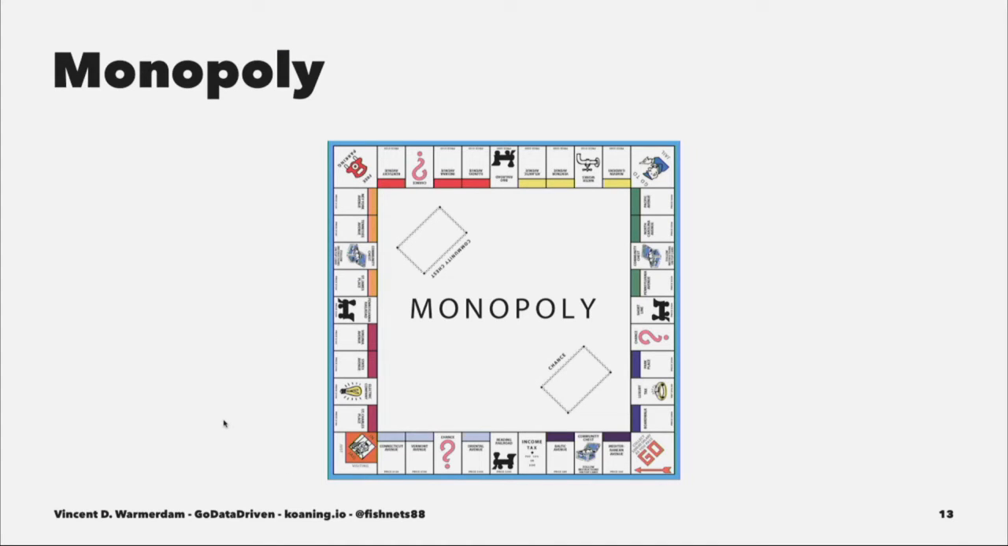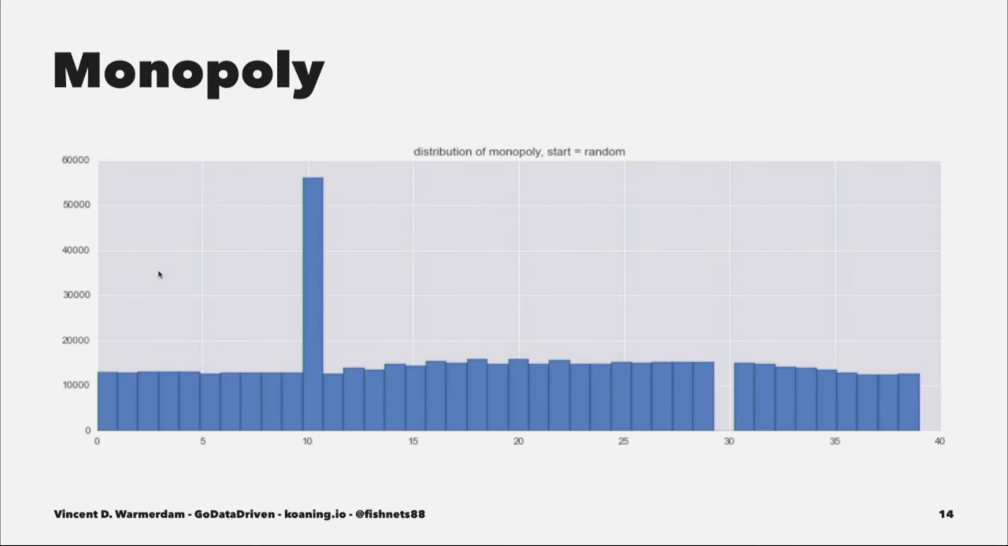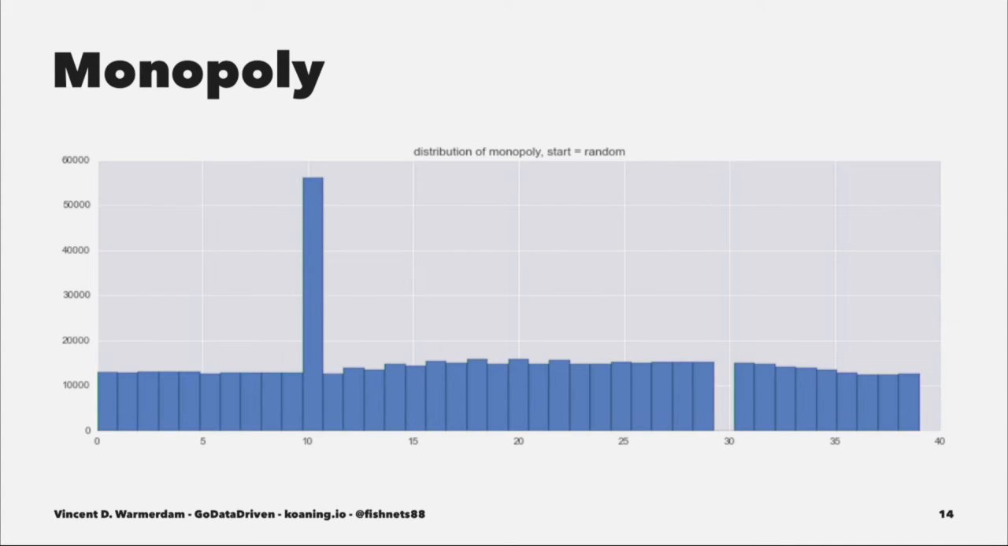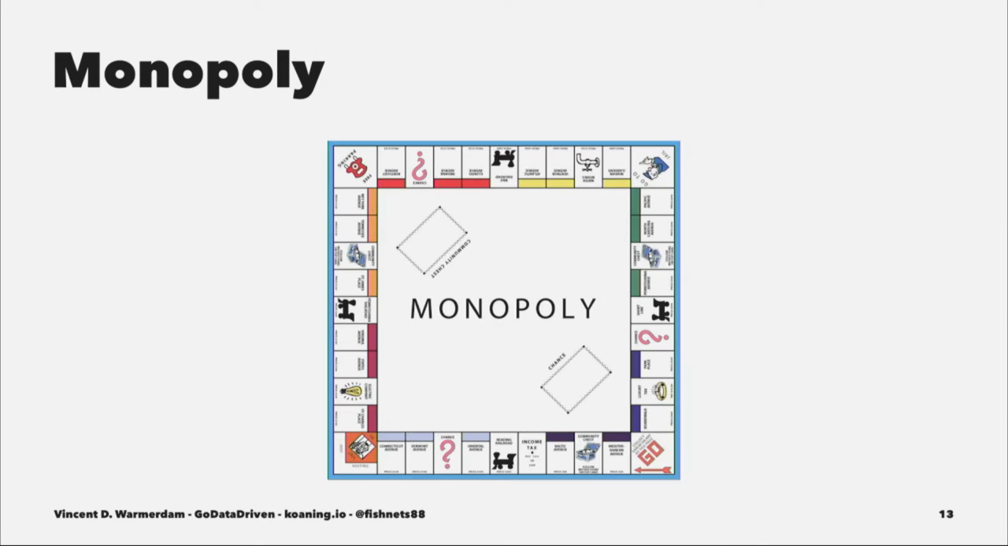So I did this in a simple way. I didn't include any of the cards, but I did end up with a histogram that looks like this. So at the x-axis, you'll see the sort of the number of the tiles. This would be tile number 0. This would be tile number 39. And here you can see the likelihood of you landing somewhere. And you'll notice this obvious spike, which coincides to be jail. Be here, by the way.